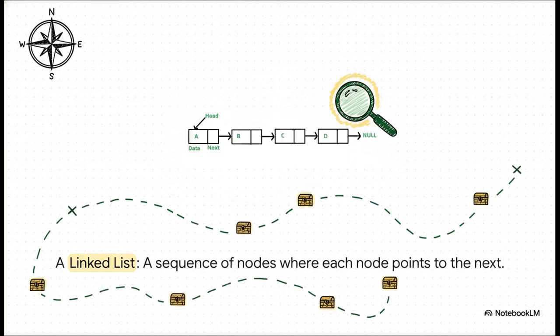Now, for a totally different way of thinking about things, meet the linked list. In this case, each piece of data, each node, can be stored literally anywhere in the computer's memory. The magic part is that each node also holds a little pointer that tells you exactly where to find the next one in the chain. It's kind of like a treasure hunt, where each clue leads you right to the next.